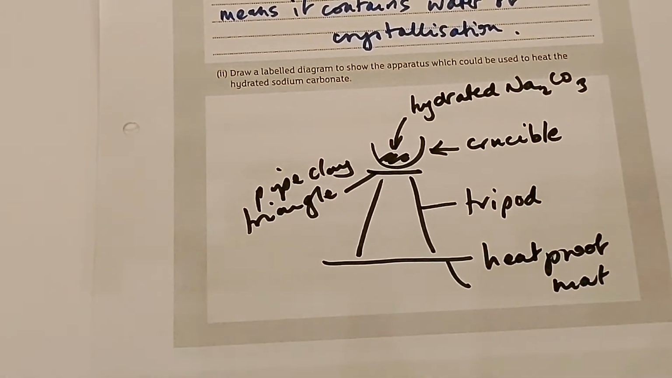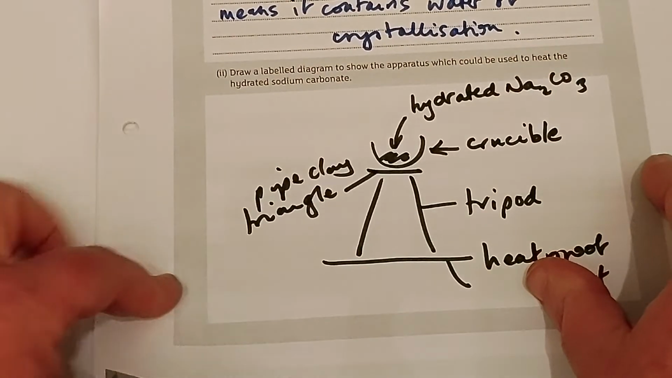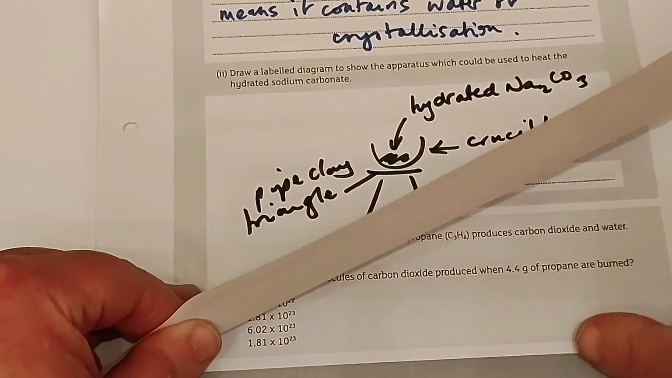Now, when you're drawing diagrams in your AS exam, you're absolutely going to use a pencil and a ruler. I'm just doing them very roughly here because it's just a quick video. Okay, so make sure you are equipped in your exam with a pencil and ruler if you have to draw the diagrams.